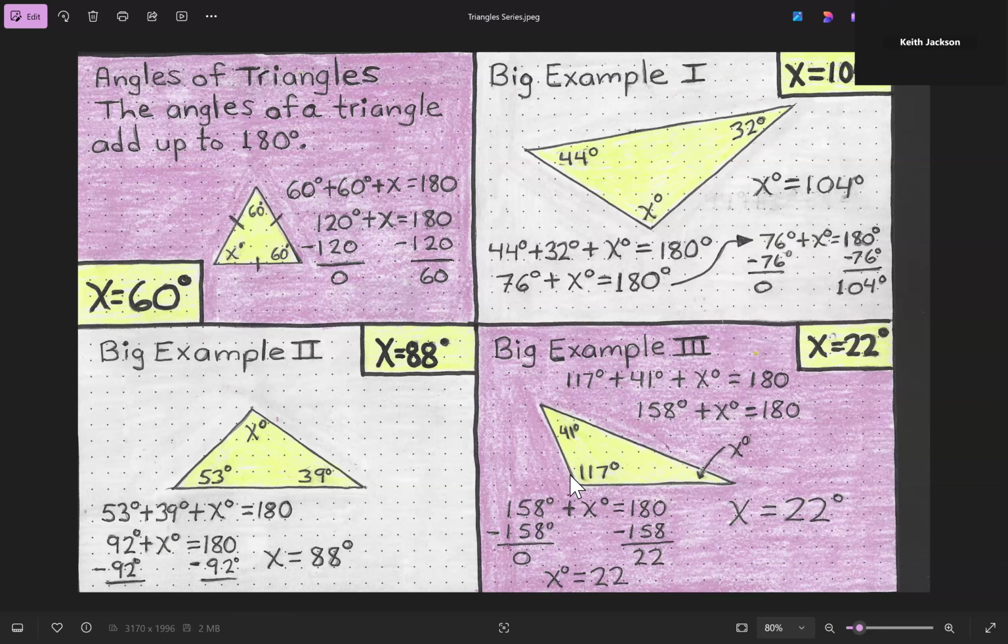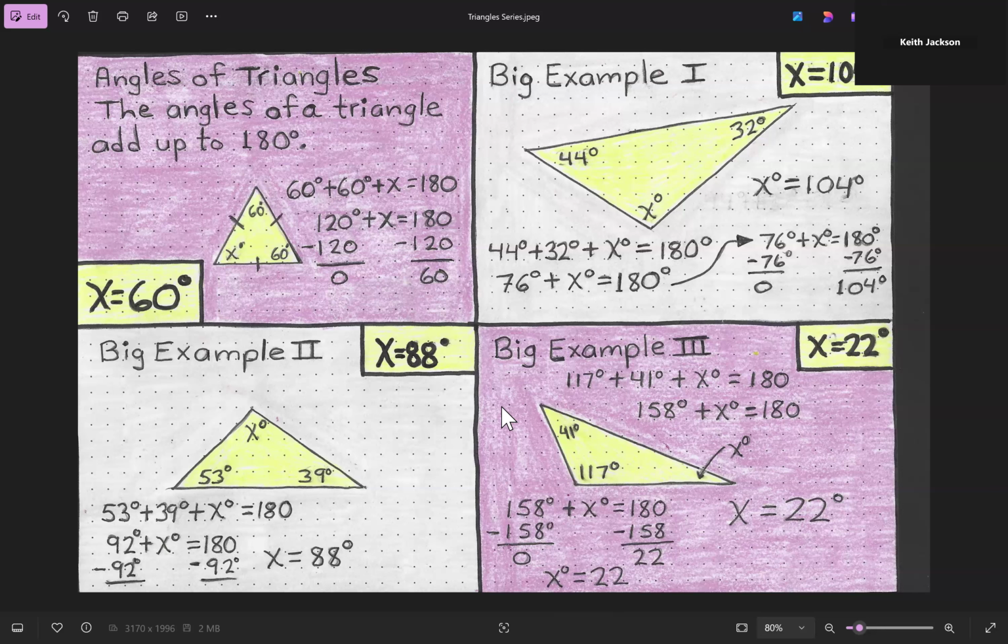All right, now let's go to example three, our final example, so we can really gain a deeper understanding of the concept. Now we have 41 degrees and 117 degrees, and we have this unknown angle right here. We want to find out how many degrees that will represent. And all we have to do, again, is add 117 to 41, and then add that to x. Now we have 158 plus x is equal to 180 degrees, as you see right here. And the only thing that we have to do now is subtract 158 from both sides. And when we do that, we will discover that x is equal to 22 degrees.